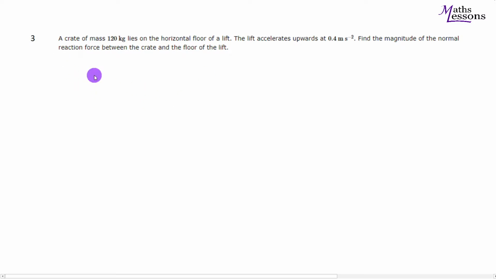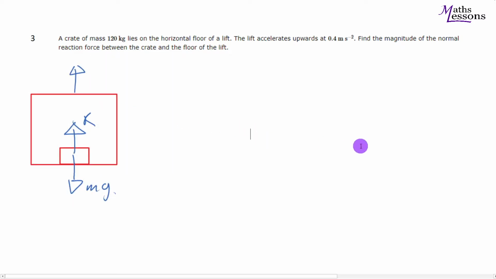Okay, so that's 2 minutes up. Let's just draw a quick diagram of this. So we've got a crate of mass 120 kilograms lying on the floor of the lift. The lift accelerates upwards at 0.4 meters per second squared. Find the magnitude of the normal reaction force between the crate and the floor of the lift.